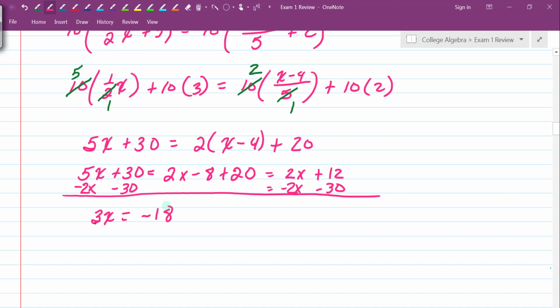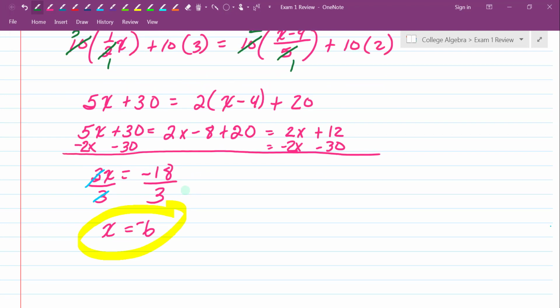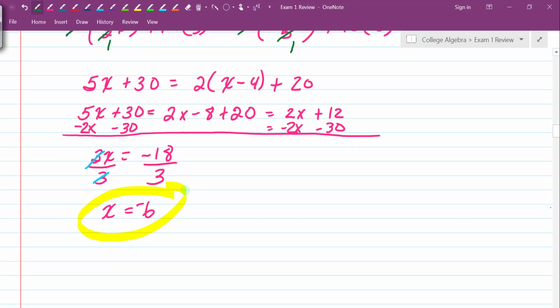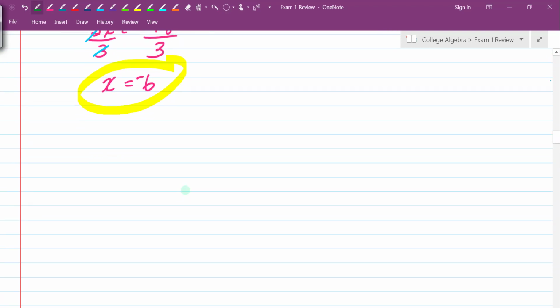Okay, now I'm going to divide both sides through by 3 to isolate my x by itself. So that crosses out, and then x will equal negative 18 divided by 3, which is negative 6. And so if we want to check our work, it's often a good idea to check our work when we are on an exam in particular.